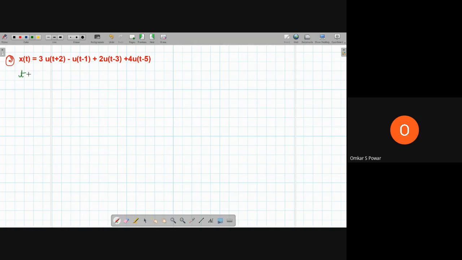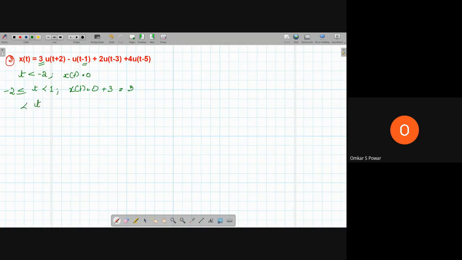So t is equal to minus 2. It starts from there. So for t less than minus 2, what is the value of x of t? x of t is equal to 0. So t greater than minus 2 and less than 1. Why does this 1 come? Because here t is equal to 1. So x of t is equal to 0 plus, what is the value here? 3. So 0 plus 3 is 3.